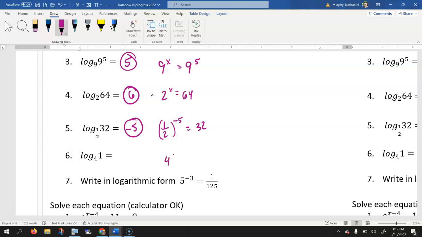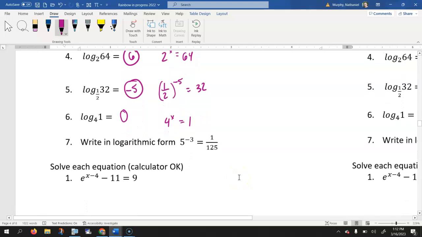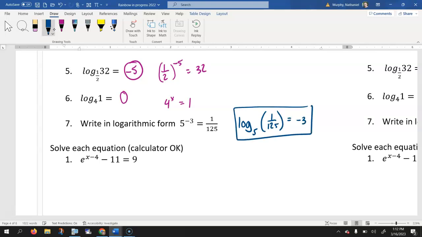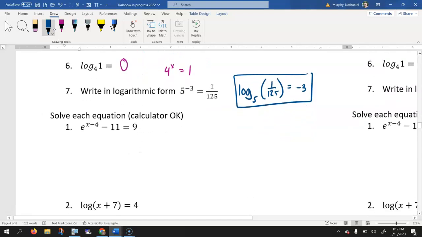And anything, so we're trying to figure out what exponent would apply to 4 to get 1. Anything to the 0 power is 1. So your answer there would be 0. All right, for number 7, we're just changing the form this is in to write it in logarithmic form. So our base is 5. Our value is 1 over 125 equals our exponent, which is negative 3. That's all you had to do for that one. Just get it in log form.